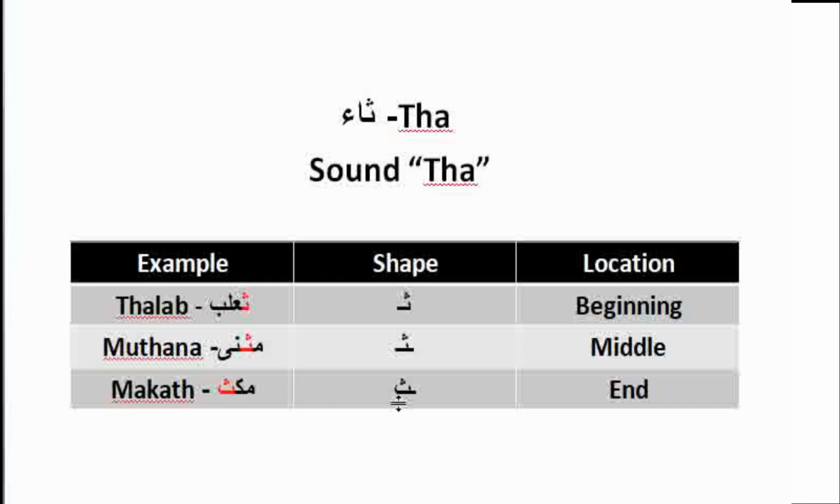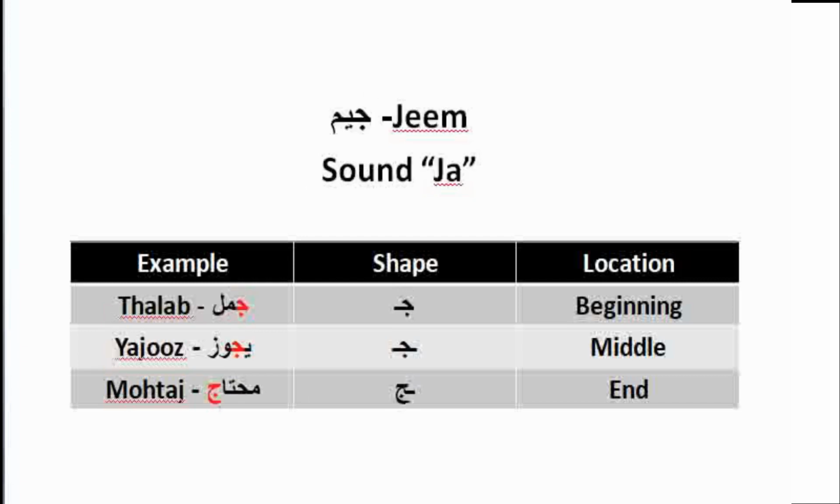Makatha. The next letter is Jim, which gives us the J sound. Ja, ja. This is how the letter Jim looks like in the beginning, in the middle, and at the end of the word. Now remember, the letter Jim is characterized by 1 dot below, because we will see other 2 similar letters. The shape is the same, but the position of the dots is different. So the letter Jim is characterized by a dot below.